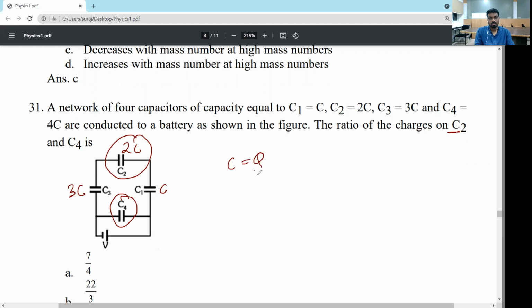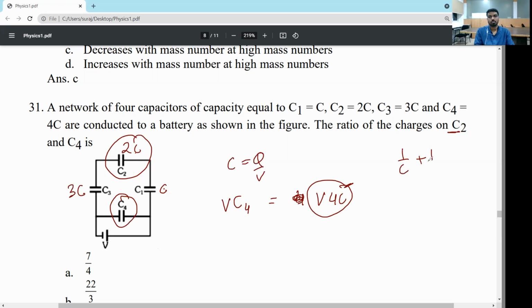On C4 will be how much? C is equal to Q by V, right? Q will be equal to C4 times V, nothing but V times 4C. Here C, 2C, 3C. C equivalent you need to find. Then you need to find charge.